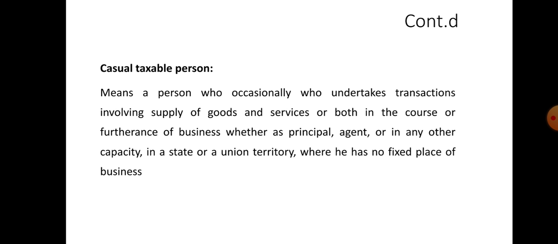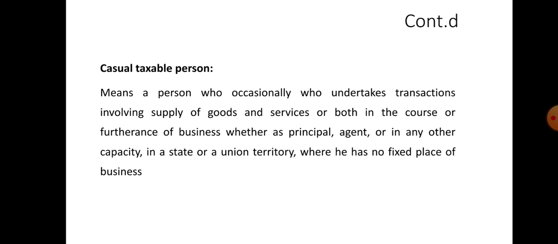Next is casual taxable person. Here the definition is: a person who occasionally undertakes transactions involving supply of goods or services, or both, in the course or in the furtherance of business, whether as principal, as an agent, or in any other capacity, in a state or in a union territory where he has no fixed place of business. So casual taxable person means he is not a regular person who does the business.